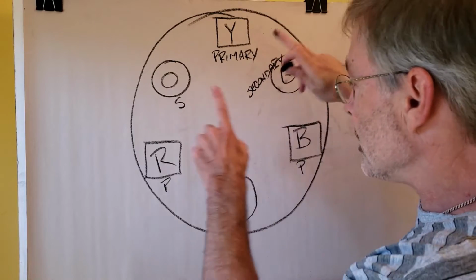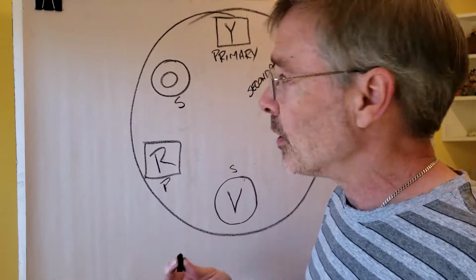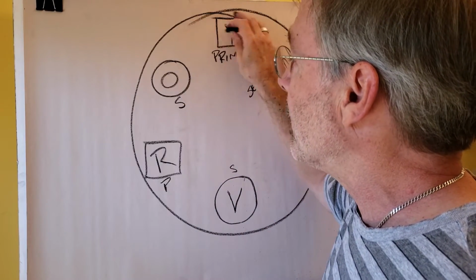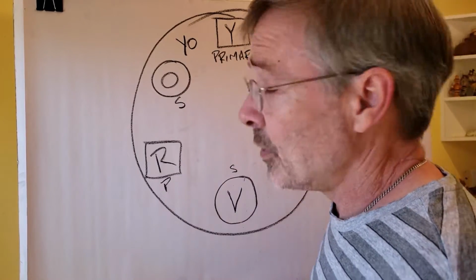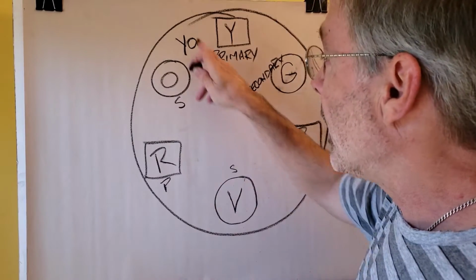Now, this completes the primaries and secondaries, but we can move on from here. What is between yellow and orange? Well, between yellow and orange, you have yellow-orange. No other word for it. It's just the same words that are here combined.